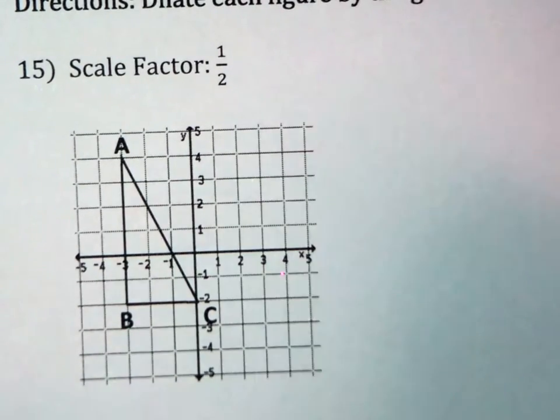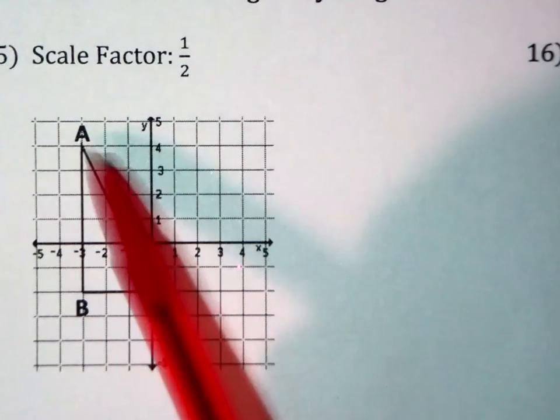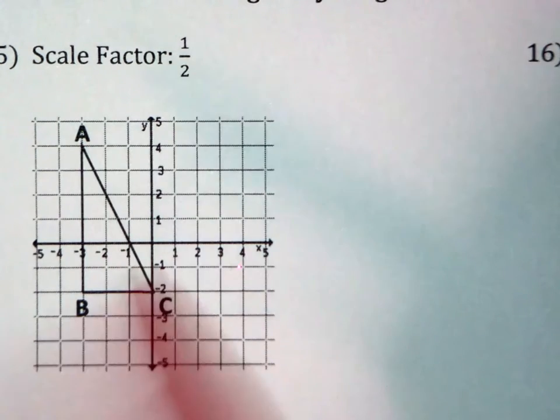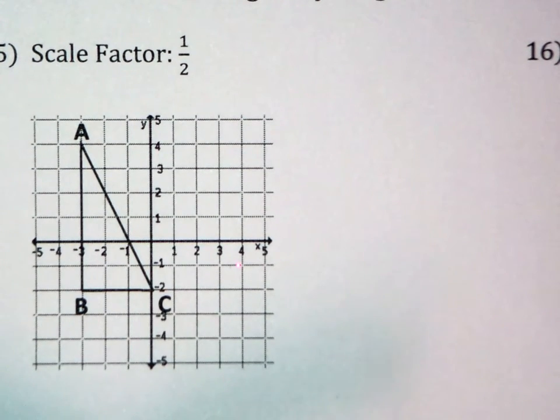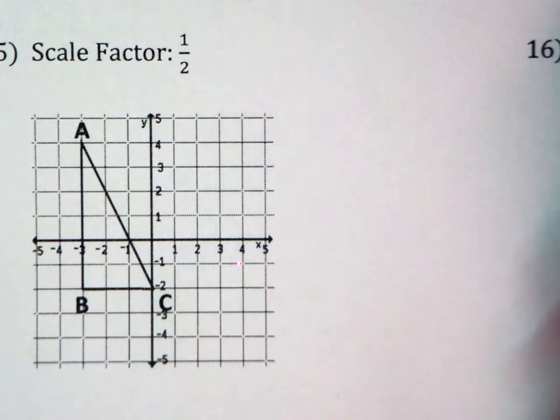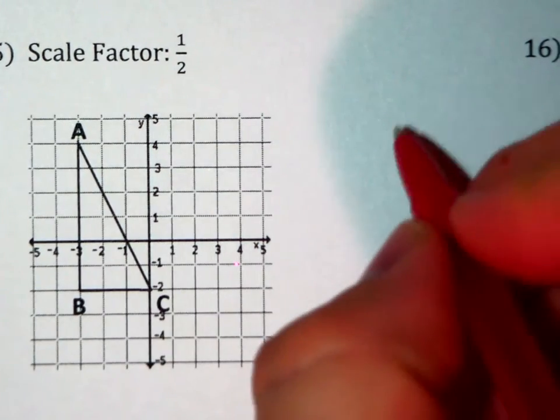Number 15 says to dilate each figure by the given scale factor. And we have a shape that is a triangle. We know from class that we can't identify the length of that distance between AC, at least not at this point, because we have not used a formula that gives us that solution. So I have to dilate based on my coordinate pairs.